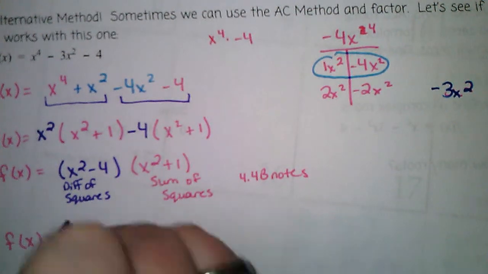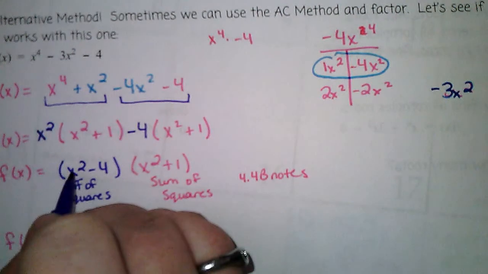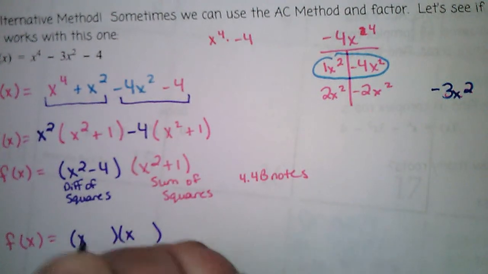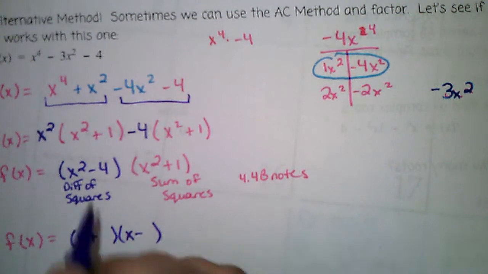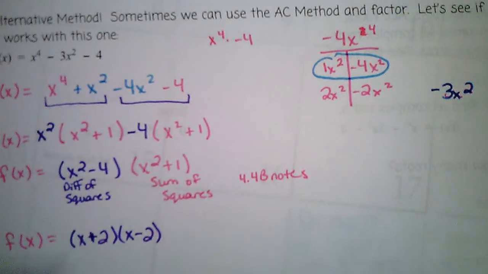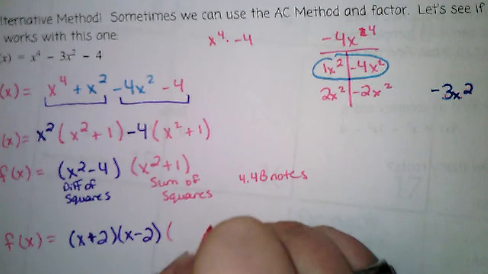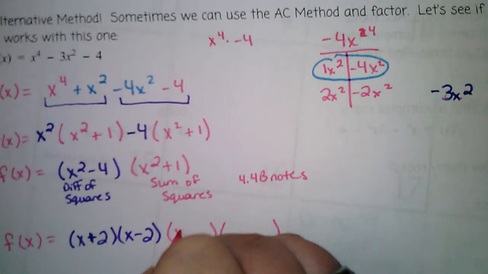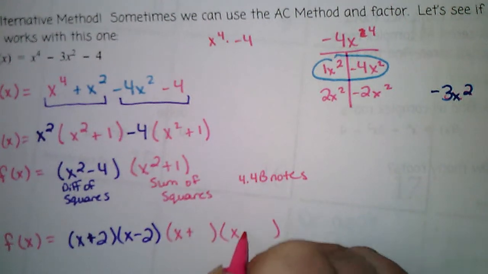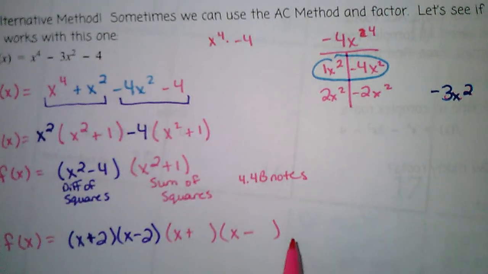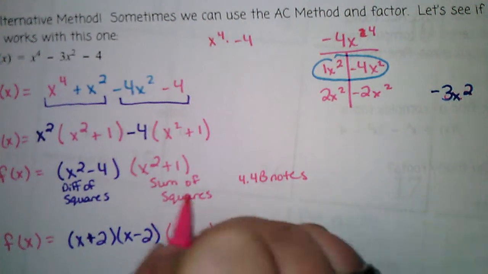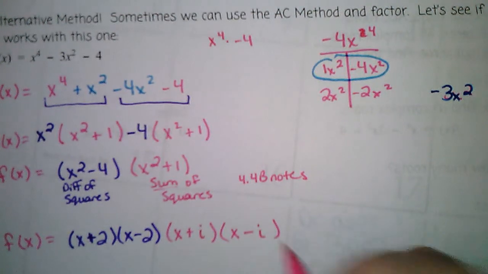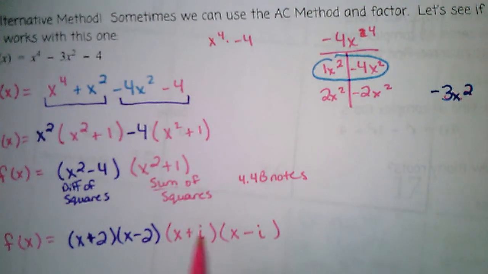So how this is going to factor is, what's the square root of x squared? The square root of x squared is x. It's 1 plus and 1 minus. What's the square root of 4? 2. And then this one we actually already factored, but we're going to work through it again. What times itself gives you x squared? 1 gets a plus, 1 gets a minus. What times itself gives you 1? Well, that's 1. But since it says sum, it's going to get an i. 1i and negative 1i. So you can put the 1 in front of them if you want to, but you don't have to.